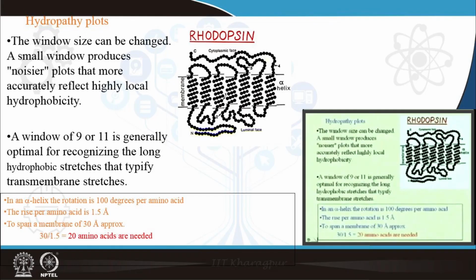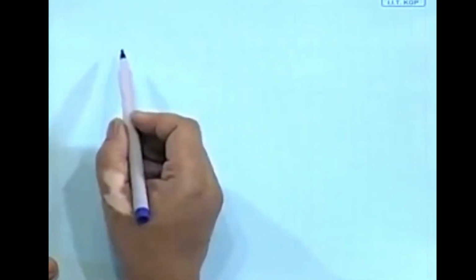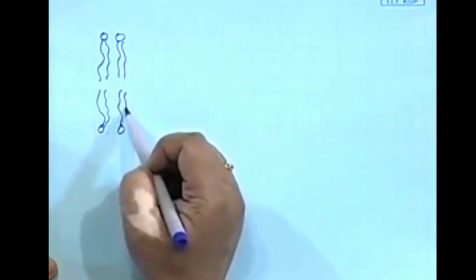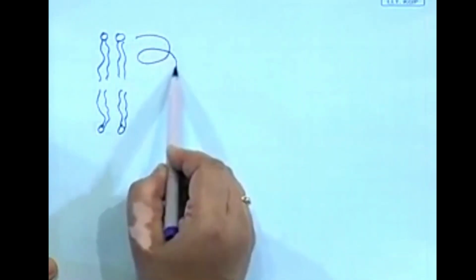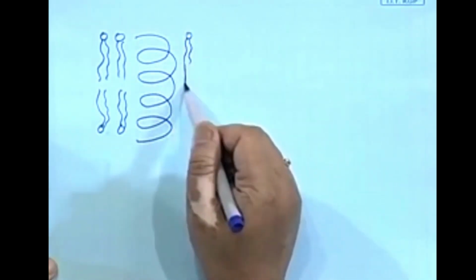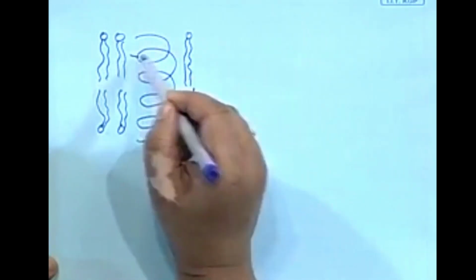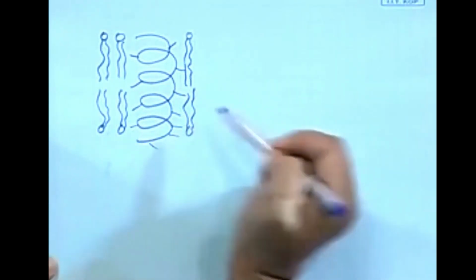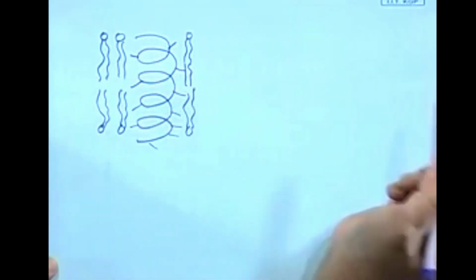So, what can I do? I can say that when I am spanning the membrane, this is my membrane, I am spanning the membrane with a helix. What is the nature of the residues in this helix? They are hydrophobic in nature, right? Now, so all the ones that are sticking out here, all the residues that are, the side chains that are out here are going to be hydrophobic in nature.